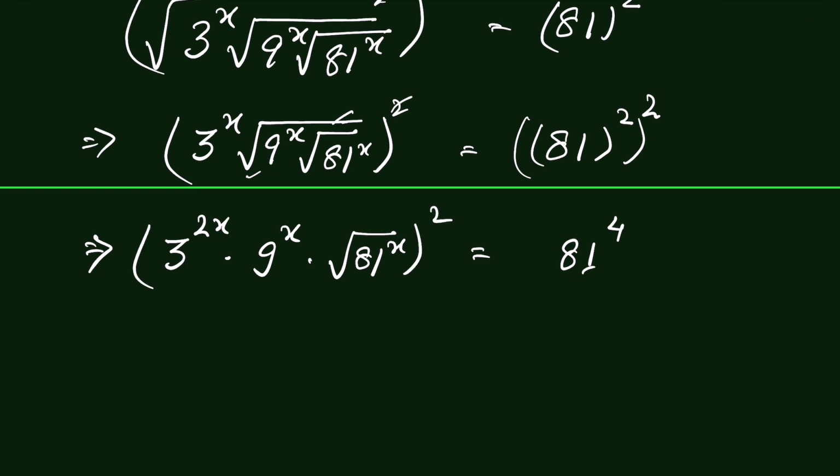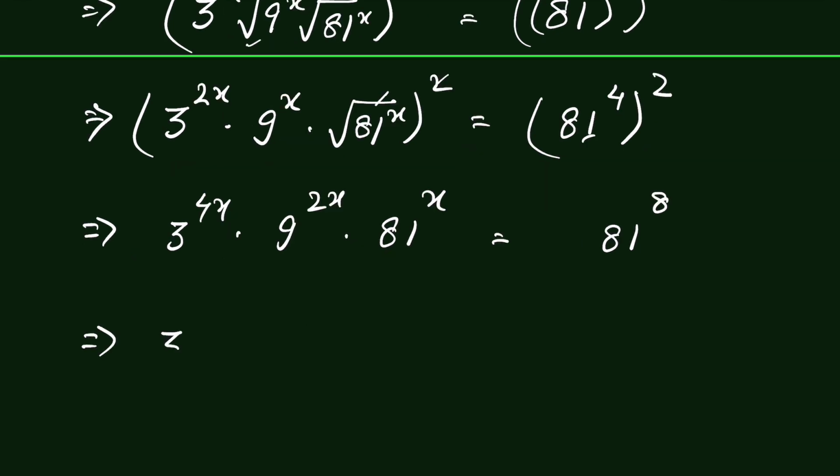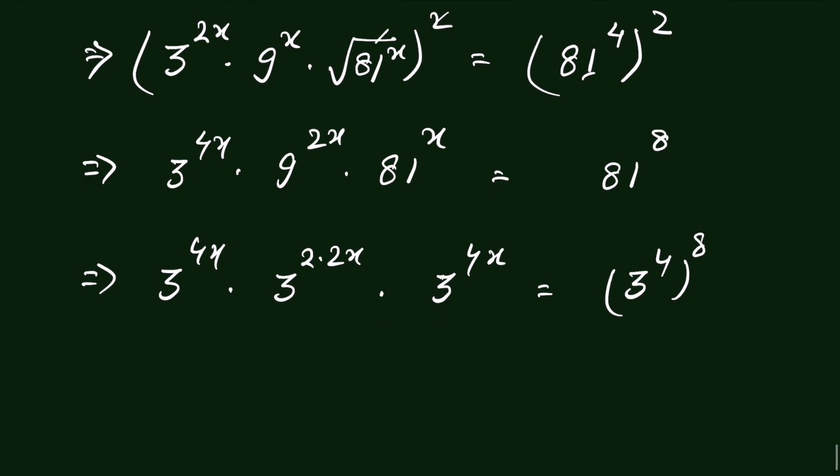Again let's square both the sides. So it is 3 to the power 4x times 9 to the power 2x, and the square root removes this square, so it is times 81 to the power x is equal to 81 to the power 8. Or it is 3 to the power 4x times 9 is 3 to the power 2 times 2x, and 81 is 3 to the power 4, then times x, is equal to 81 is 3 to the power 4 times 8, then whole to the power 8. Or it is 3 to the power 4x plus 4x plus 4x is equal to 3 to the power 32.